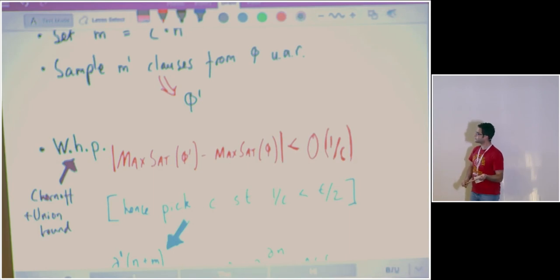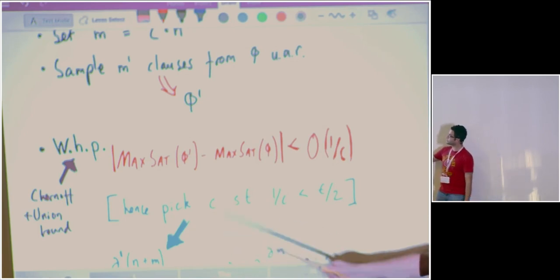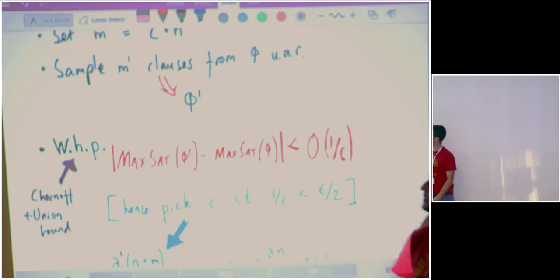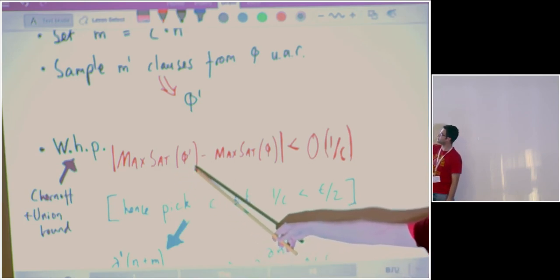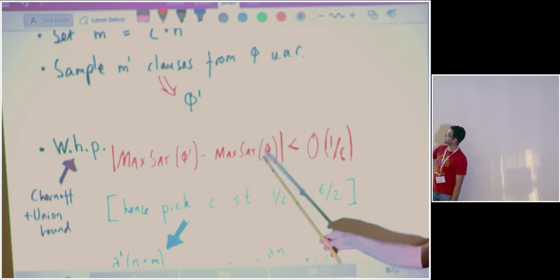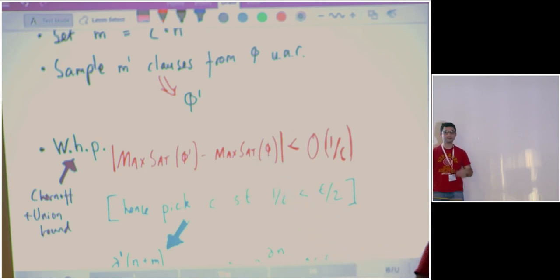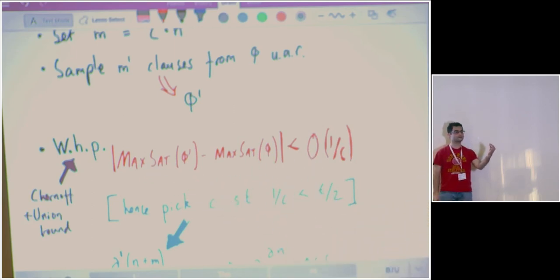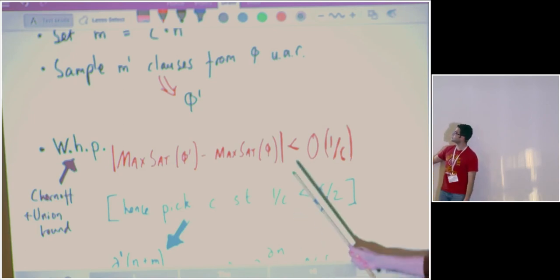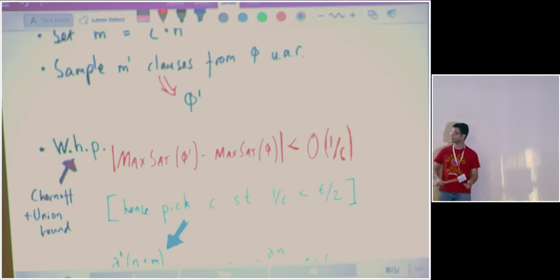And in fact, you actually prove something stronger. Because we're using Chernoff and the union bound, we're not just proving that the maximum satisfying assignment is close, in value, to the maximum satisfying assignment of the original formula. You're actually proving that this difference is small for every assignment to the formula. So for every assignment, the ratio of clauses that it satisfies is close to the ratio of clauses that it satisfied in the original formula. And close means differs by at most 1/c.